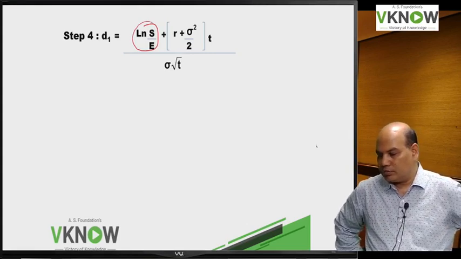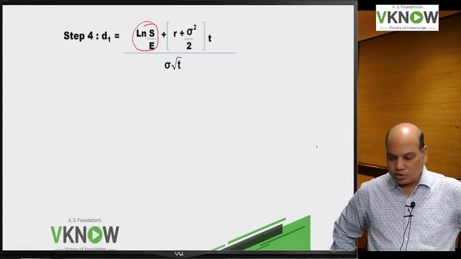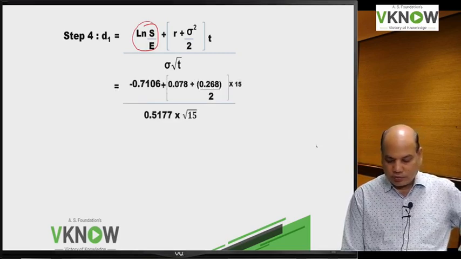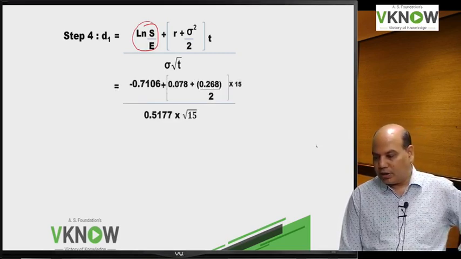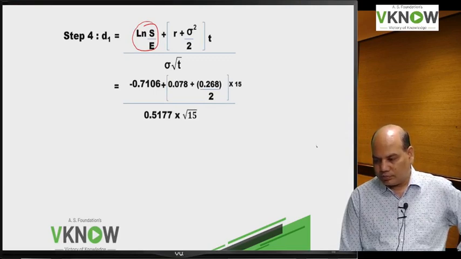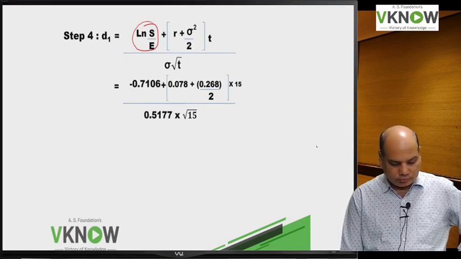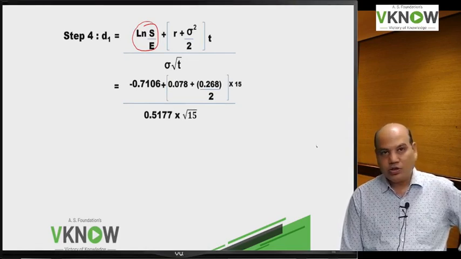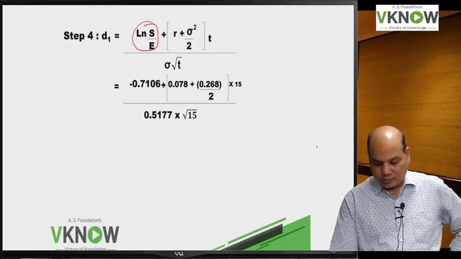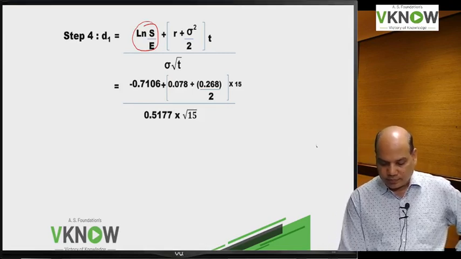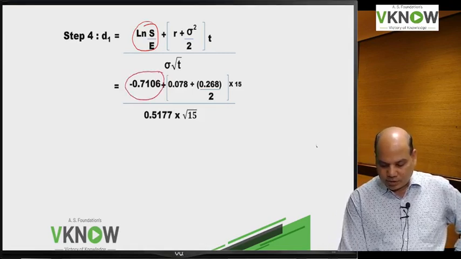Write the formula. One more practice on Black-Scholes model under real options. After writing the formula, put the values. Negative 0.7106. This is from the previous step 3.